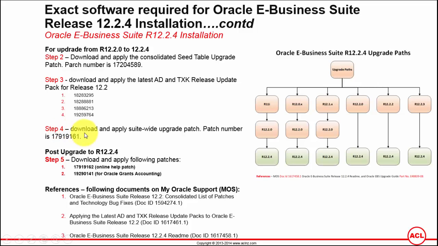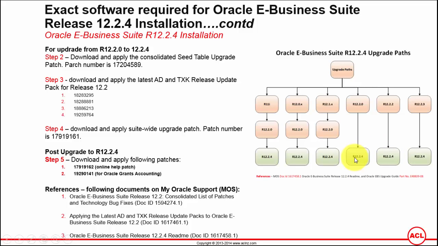And once you have completed this patching cycle, then you've got to apply certain post-upgrade patches, which include these 2 patches, 17919162, which is an online help patch that plugs into this upgrade for release 12.2.4, and this patch 19290141 specifically for Oracle Grants Accounting. And once you have completed applying all these patches, then you are done with your release 12.2.4 installation.